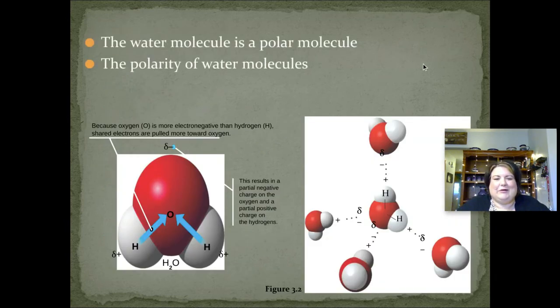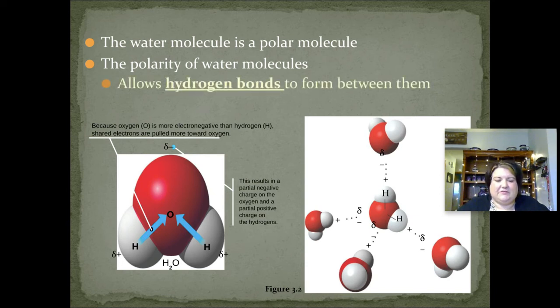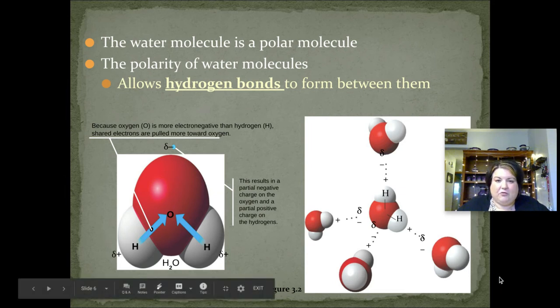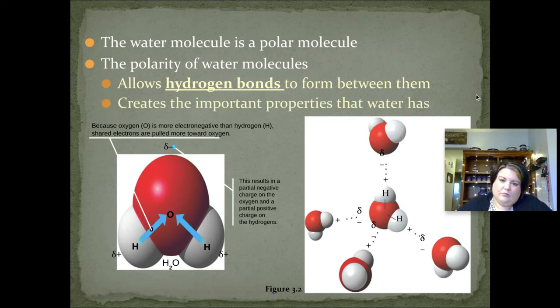Now that we know that water is a polar molecule, polar, right, not nonpolar, it's going to result in these hydrogen bonds that form between them. If you look here, the negative end of the red oxygen is attracted to the positive end of the white hydrogen, and you get these weak bonds that form between them that give water some really special properties.